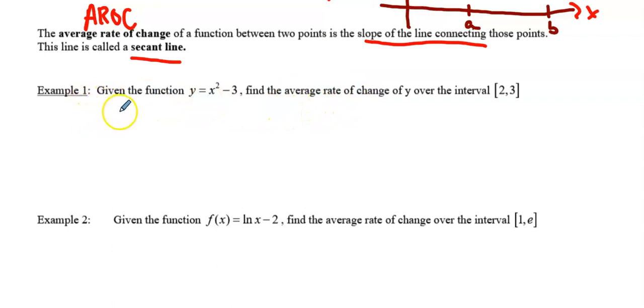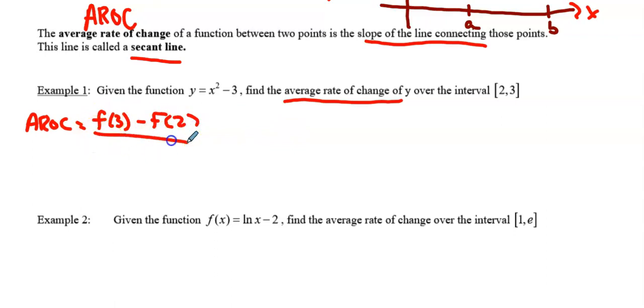So let's look at these two examples. Very straightforward. Given the function y equals x squared minus 3, find the average rate of change of y over the interval from 2 to 3. So you guessed it, the average rate of change is just going to be the slope of this function on the interval from 2 to 3. So it's going to be f of 3 minus f of 2 all over 3 minus 2.